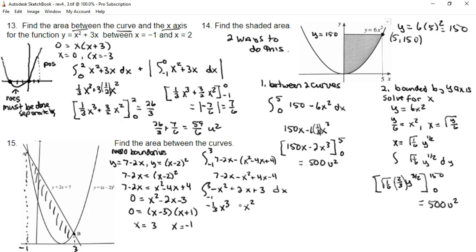And when I do that, again, we're maybe raising the power and multiplying by the reciprocal. Do that for each term. And then my boundaries are 3 and -1. And I end up with 9 minus a -5/3, which should equal 10 2/3 units squared.